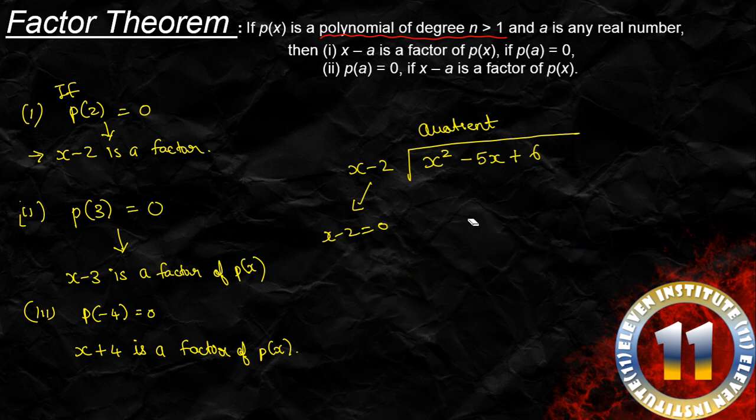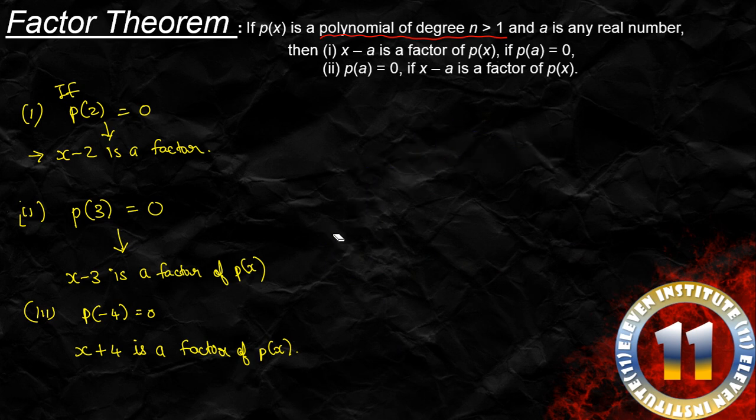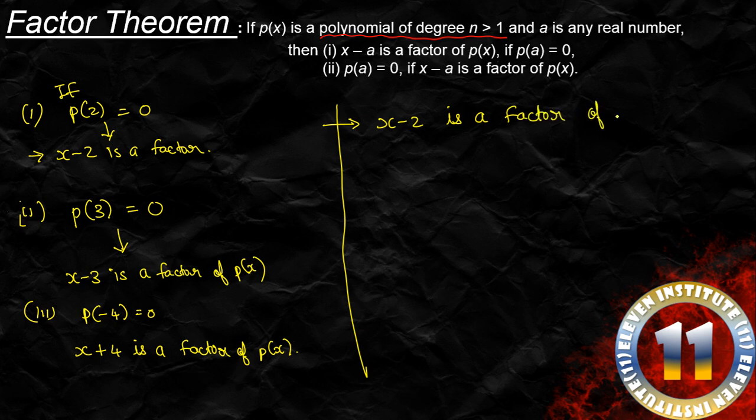So ultimately the factor theorem is based upon the remainder theorem, right? Now let us see if the opposite is given to us. If somebody tells me that x minus 2 is a factor of p(x), it is given to me in the question beforehand. x minus 2 is a factor of p(x).